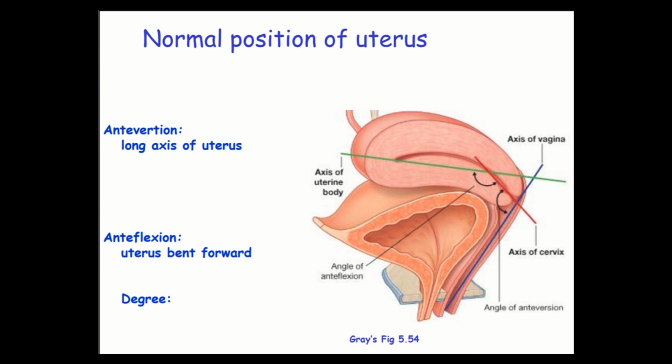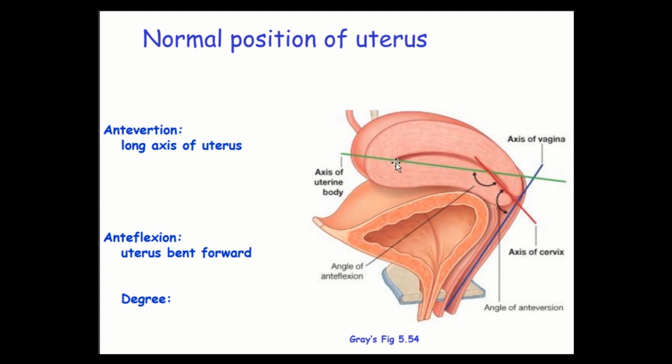Right, so what is the normal positioning of the uterus? Well, under normal circumstances, the uterus is anteflexed. That is, the body of the uterus is bent forwards relative to the cervix, and it is lying on top of the bladder, which you can see nicely over here. You can see that this is the fundus of the bladder, and the uterus is lying on top of the fundus of the bladder.